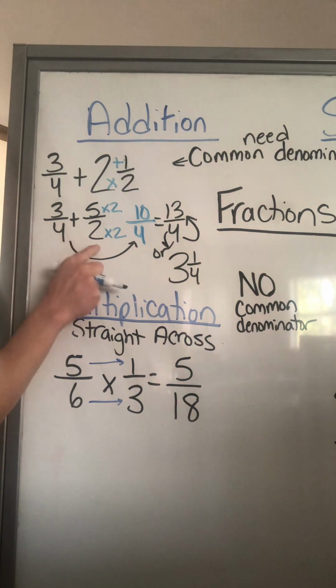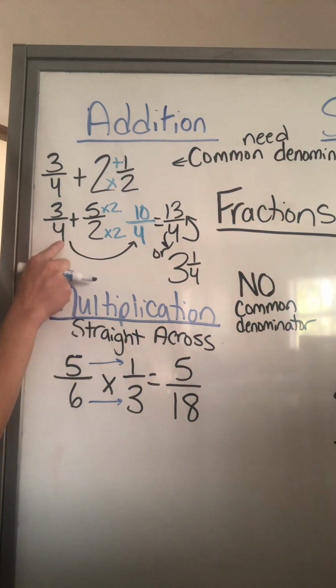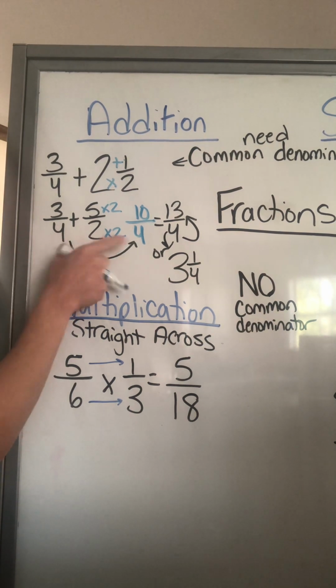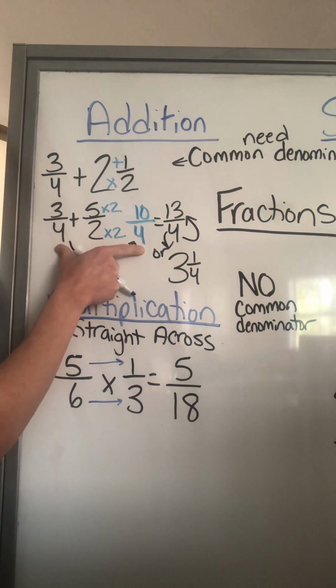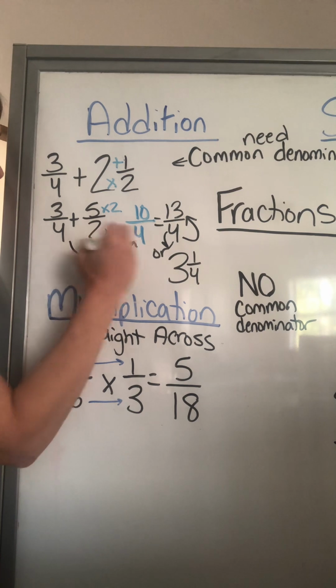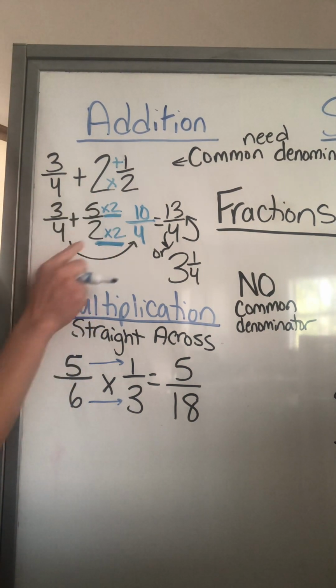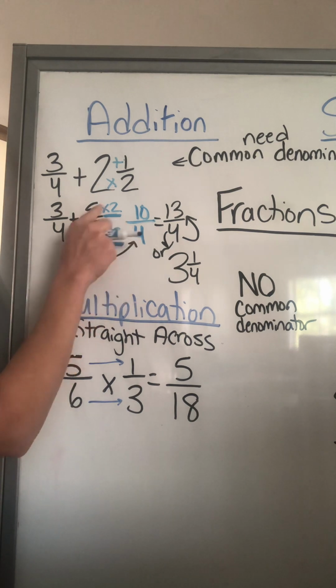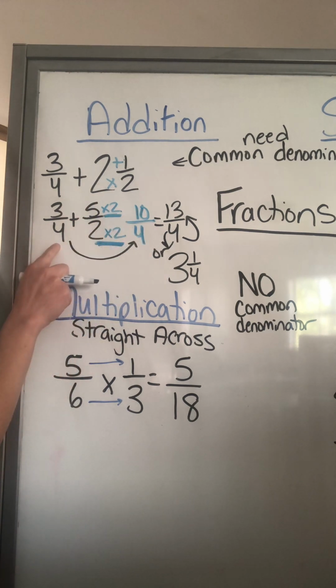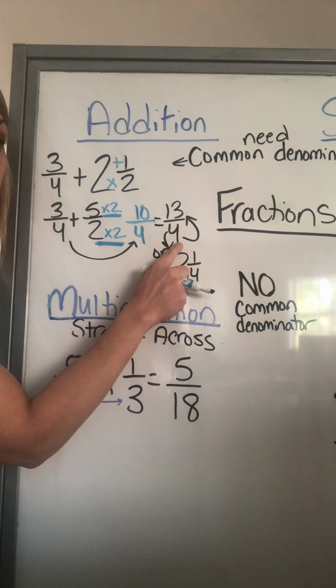Now, do we have the same denominator? No. So we have to change it to make them the same. 2 can become 4, therefore we don't have to change anything about the 4. We just change the 2 to make it a 4, so they're now the same. So 2 times 2 is 4, and whatever you do to the bottom number, remember you have to come up and do the exact same thing to the top. So that is 2 times 2 is 4, 5 times 2 is 10. Now we have 3/4 plus 10/4, which gives us 13/4.